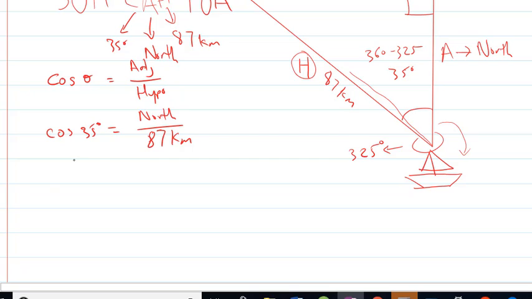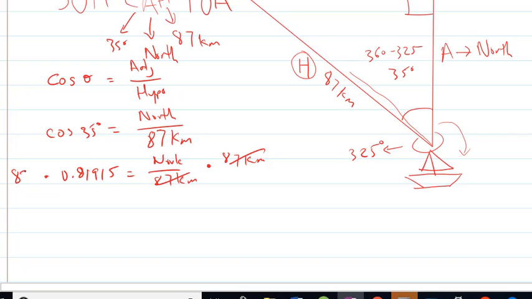0.1915. Okay, so cosine would be 0.81915 is equal to north over 87 kilometers. And I want to make north the subject of the formula, so I have to multiply by everything on that side, because I want to take out the 87 on that side.